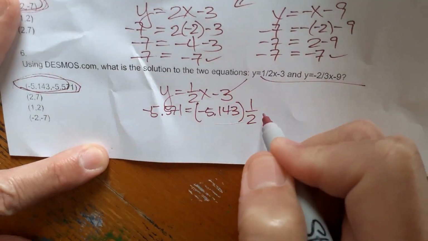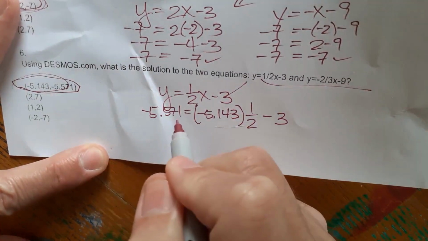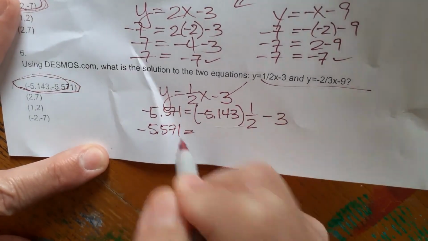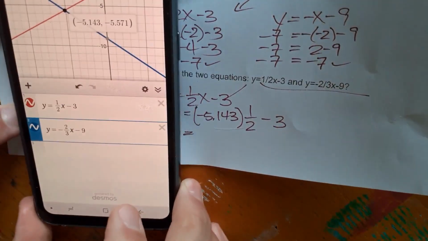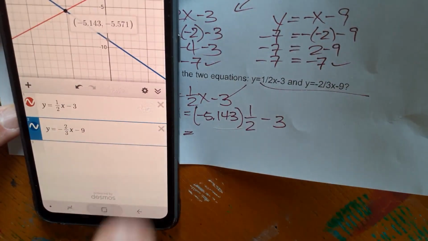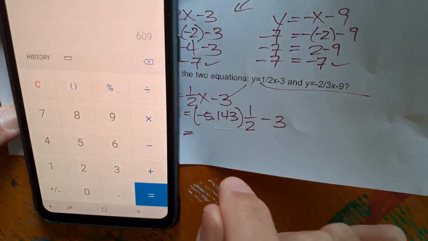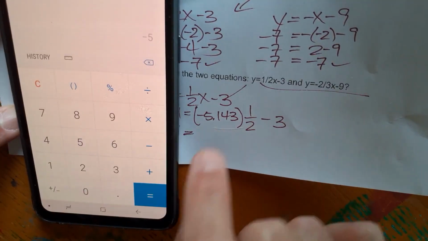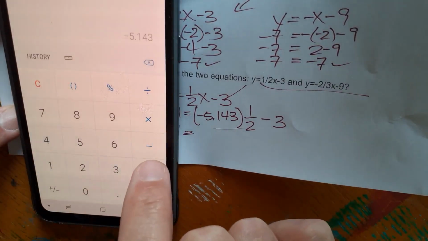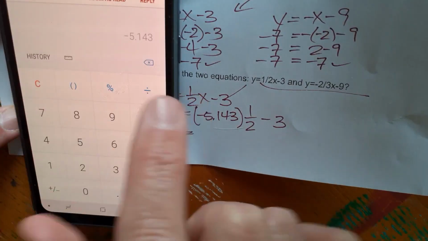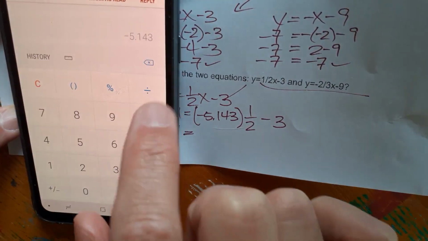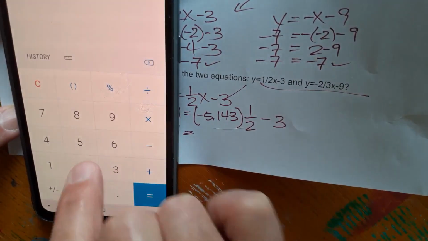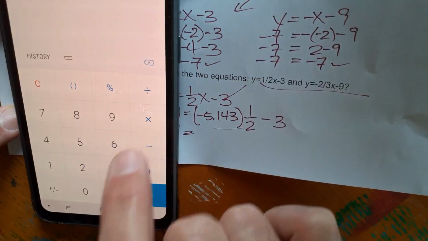Sorry, I put them in reverse order. Apologize for that. So this one's going to stay the same. We're going to use the calculator for the right and see if we get negative 5.571. All right, let's pull this up. Clear this out and say negative 5.143. I'm going to put it in parentheses because that's the way it is. So divided by 2, because that's what times 1/2 is, divided by 2, minus 3.